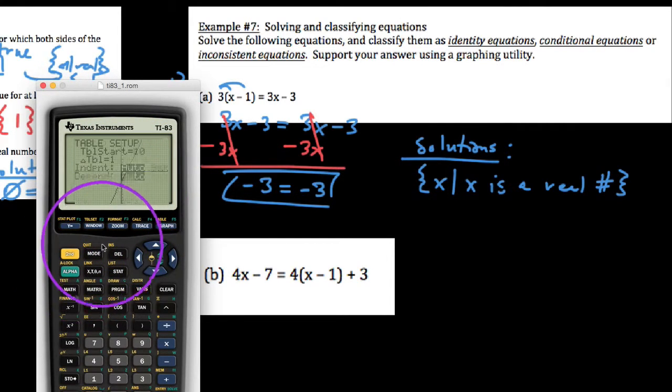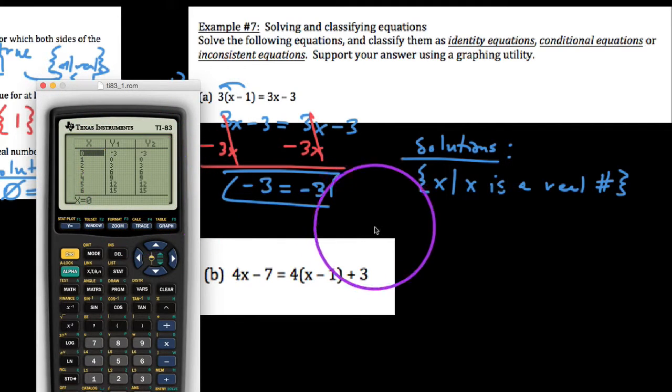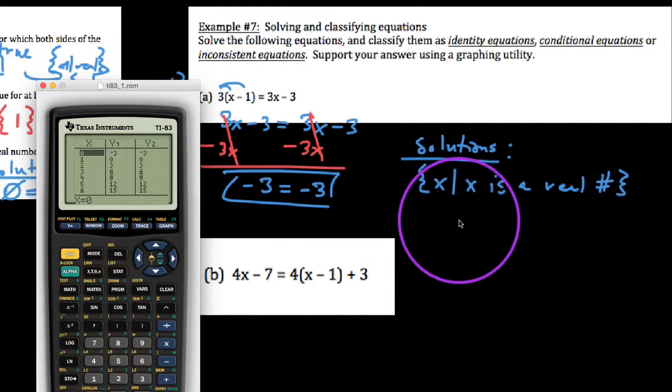And even if I look at my table, let's start our table at 0, and I'll go to table here. You can see that for all x values, you're getting y values that come out to be the same. So that's why we're getting an infinitely large solution set here.